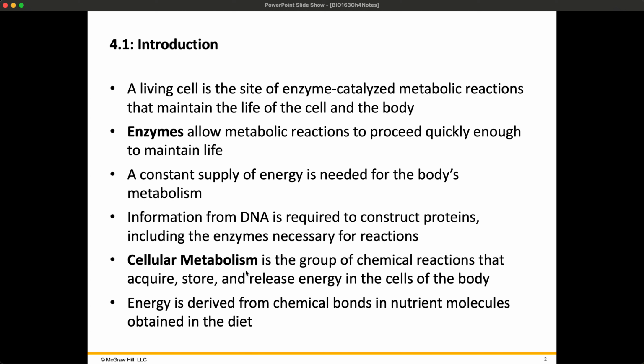And as I said, metabolism is a group of reactions. It's not just one thing. A lot of times people tend to, kind of colloquially, talk about our metabolism slowing down or speeding up, or, oh, they're young, they have a fast metabolism. We'll get into, in these next couple of slides, what metabolism actually is. But energy is derived from the chemical bonds. The energy from these metabolic reactions is derived from chemical bonds in nutrient molecules obtained in the diet.